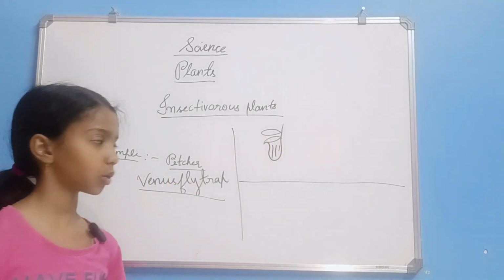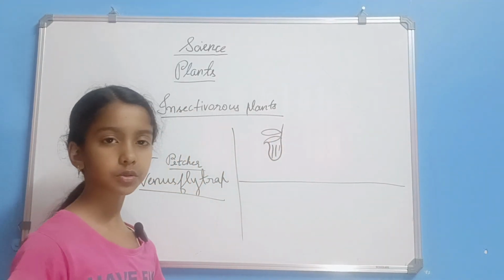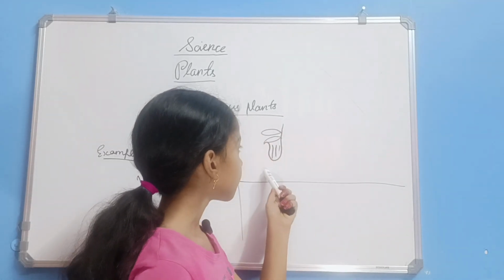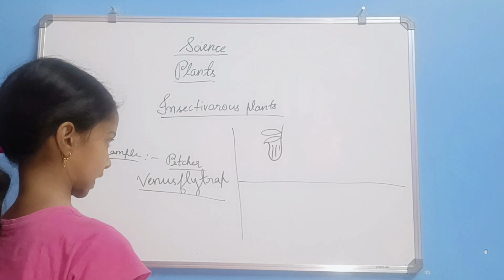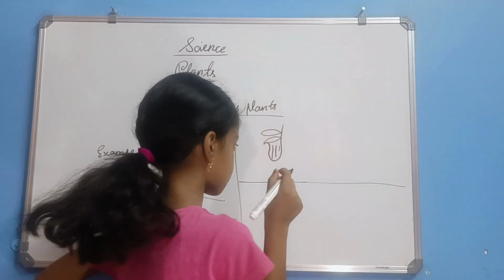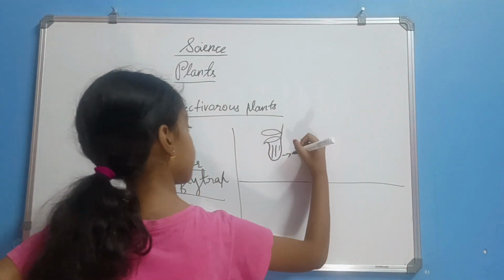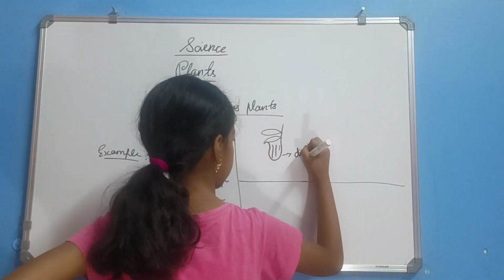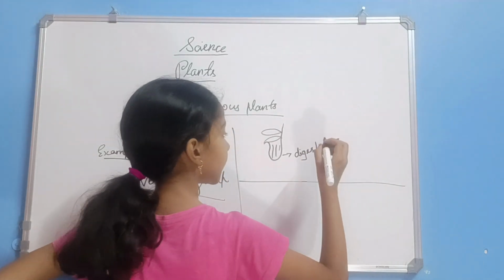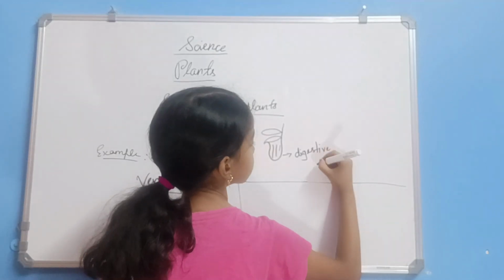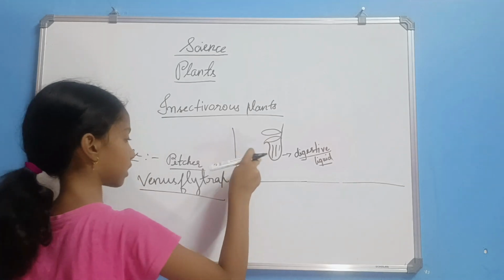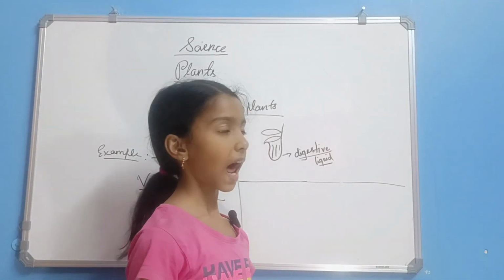This is the pitcher plant. Okay, the pitcher plant will be like this. Now I am telling you how it is an insectivorous plant. First you think. See, first you see here. Inside this is a digestive liquid, like the liquid inside our stomach. It is a digestive liquid inside this pitcher plant.